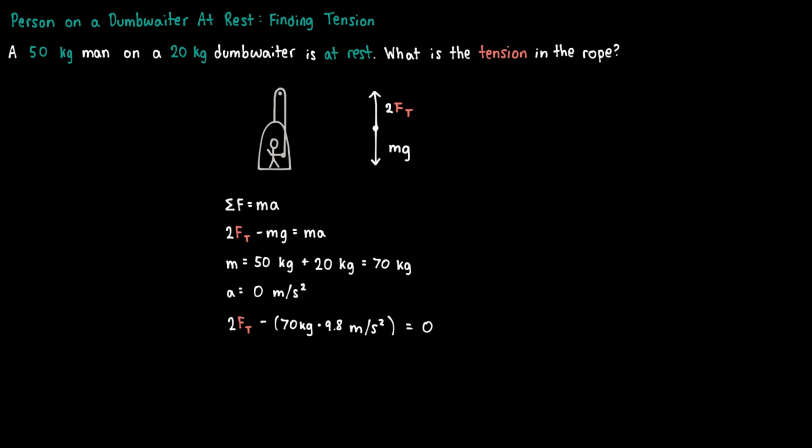We sub in 70 kilograms for mass, 9.8 meters per second squared for g, and 0 for acceleration, ending up with this equation. Now we can simplify, and simplify again, and finally we end up with a force of tension of 343 newtons.